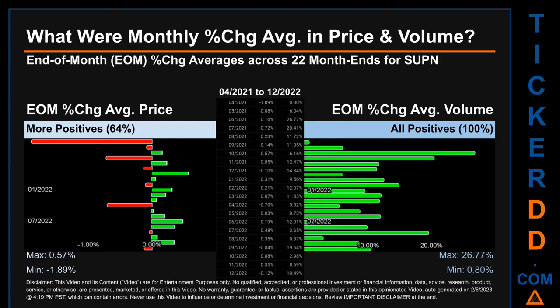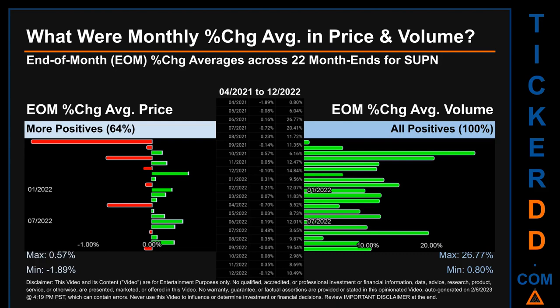From 04/2021 to 12/2020, 14 out of 22 month ends had a positive percentage change in average price. That is 64% of month ends saw a positive percentage change in average price. In terms of volume, 22 out of 22 month ends had a positive percentage change. That is 100% of month ends saw a positive percentage change in average volume.